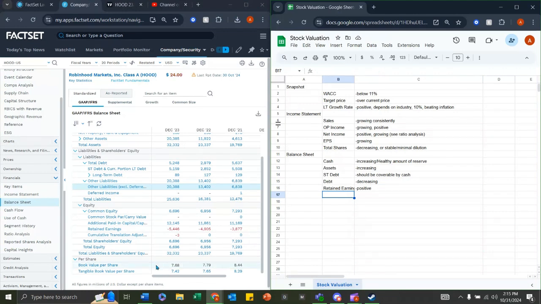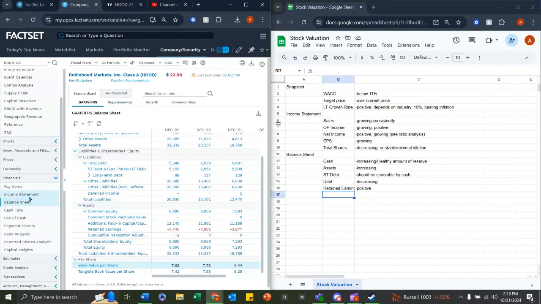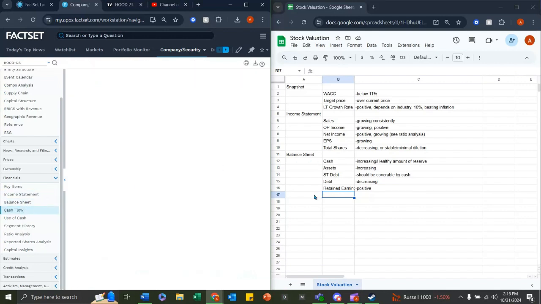I could go into book value per share. That's basically the worth of their assets compared to the amount of shares they have, something like that. Not going to. But anyway, I think that's basically it for what I like on the balance sheet. So let's go to the cash flow.